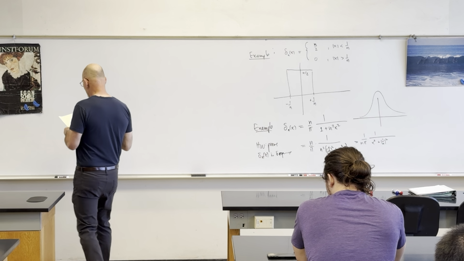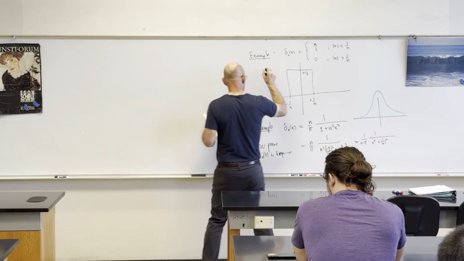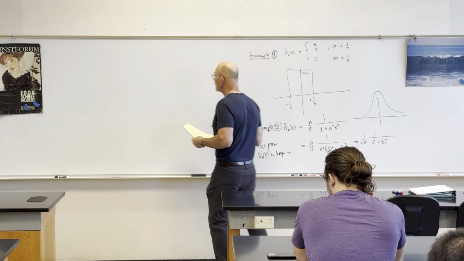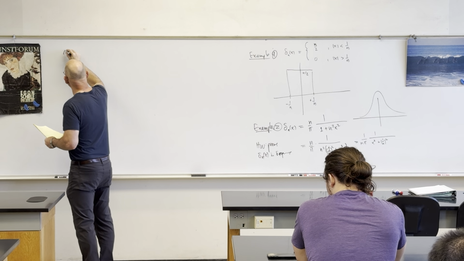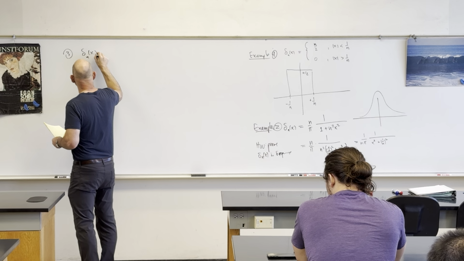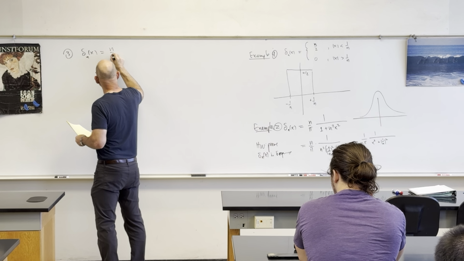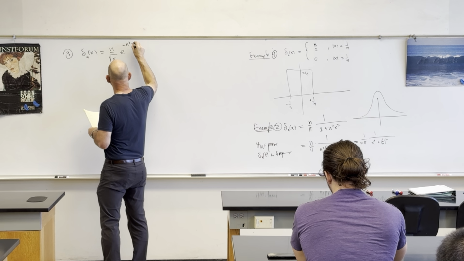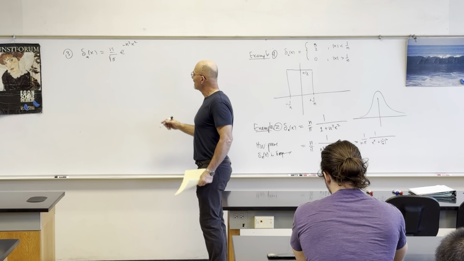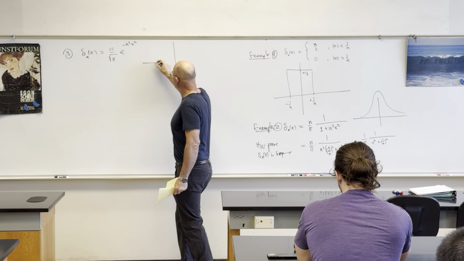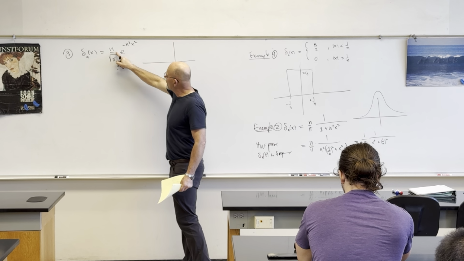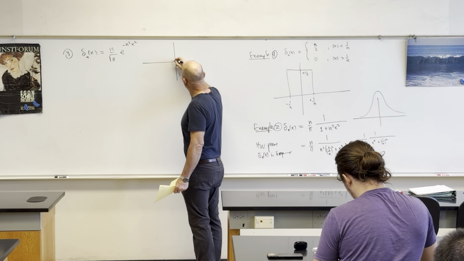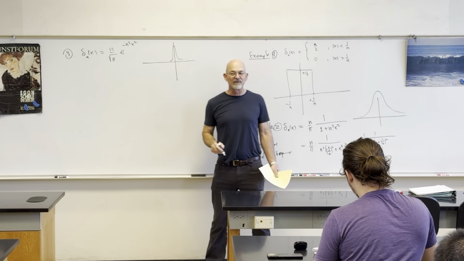Yeah. So the other example, example 1, example 2. So for 3, we have delta n of x equals n over root pi times e to the minus n squared x squared. And again, what does this look like? It's going to grow linearly as n increases, and it's going to become sharper and sharper as n increases as well. It's the Gaussian. Okay.